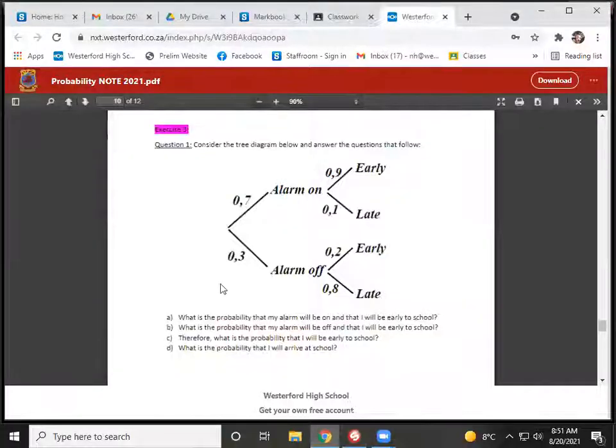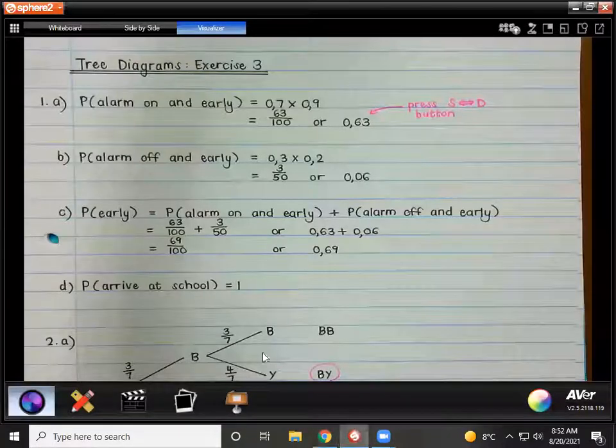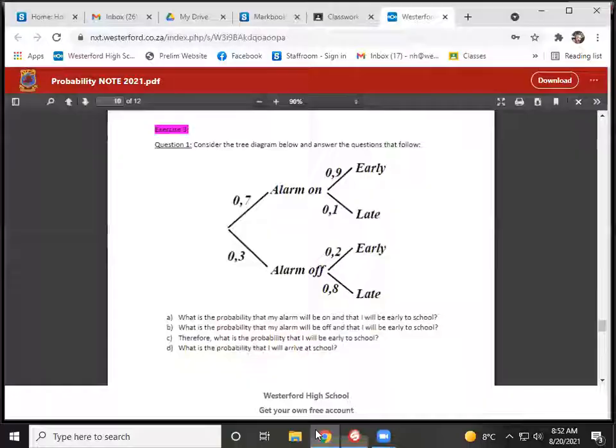Okay, next one. What is the probability that my alarm will be off and that I will be early to school? Now you're going to say alarm off times early. So we follow those branches, right? So alarm off is 0,3 times early is 0,2. 0,3 times 0,2. Again, the calculator gives you this answer, but if you press SD, it will give you that value. Okay, you can write either one, it's fine. Next question.